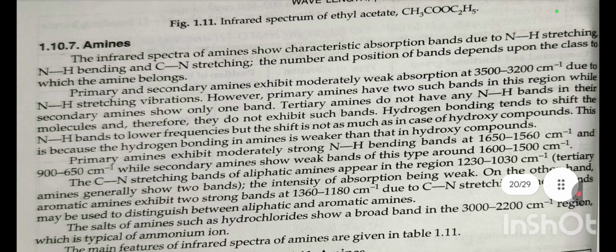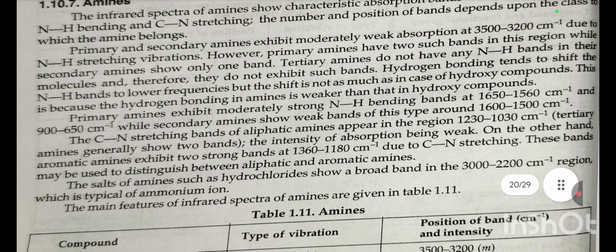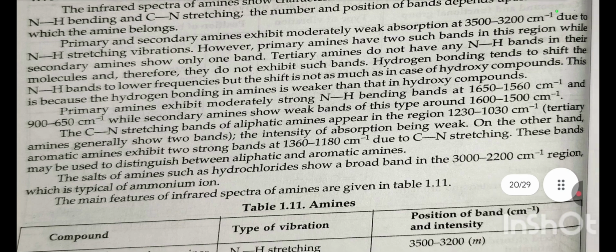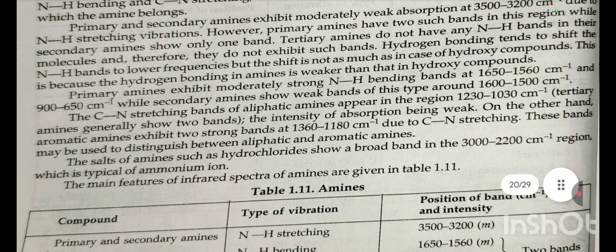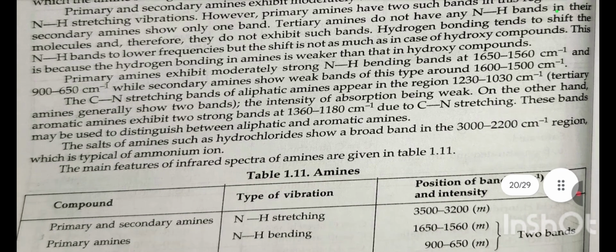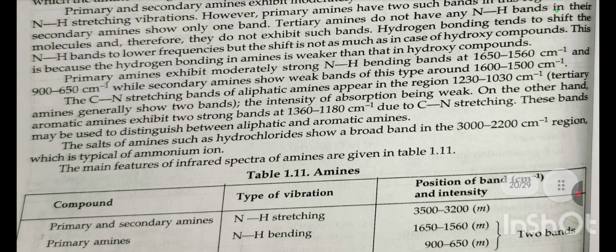The number and position of bands depend upon the class to which the amine belongs. Primary and secondary amines exhibit a moderately weak absorption band at 3500 to 3200 cm⁻¹ due to NH stretching vibration. However, primary amines have two such bands in the region, while secondary amines show only one band. Tertiary amines don't have any NH bond in the molecule and therefore they don't exhibit such a band.